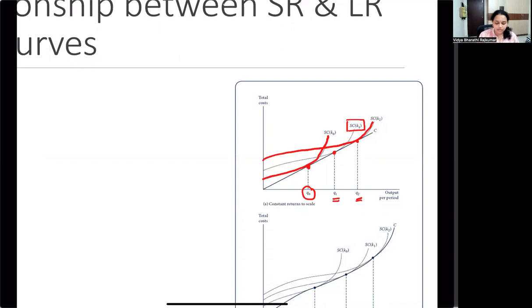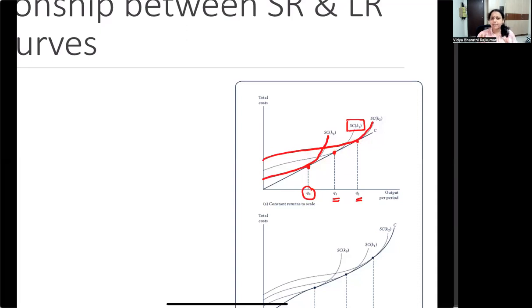Think of it another way. If my goal were to produce Q0 levels of output, having just K0 capital stock gives me the least cost. Because if I were to use higher levels of capital like K1 or K2, my costs are way higher. So for Q0 output, K0 is the right capital stock. Similarly for Q1, K1 is the right capital stock because K2 will be too expensive. For Q2, K2 is the right capital stock.